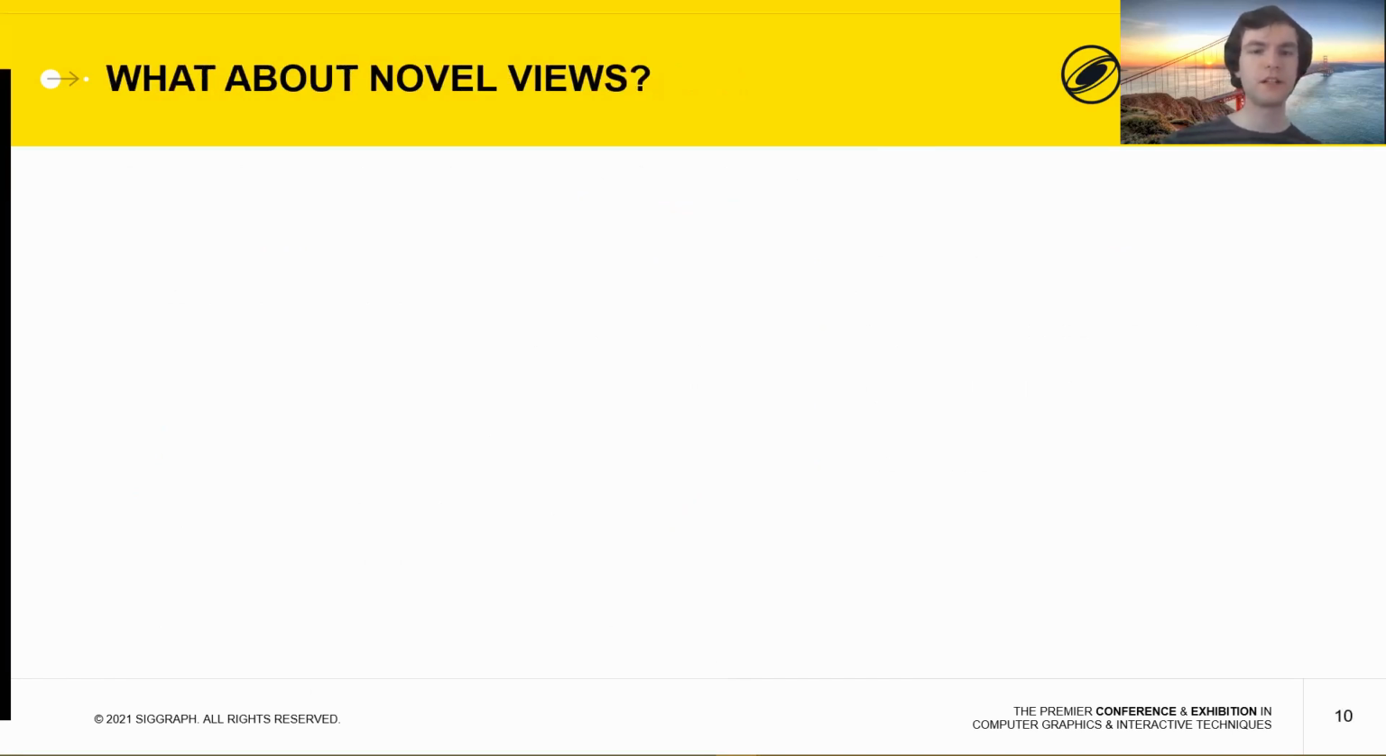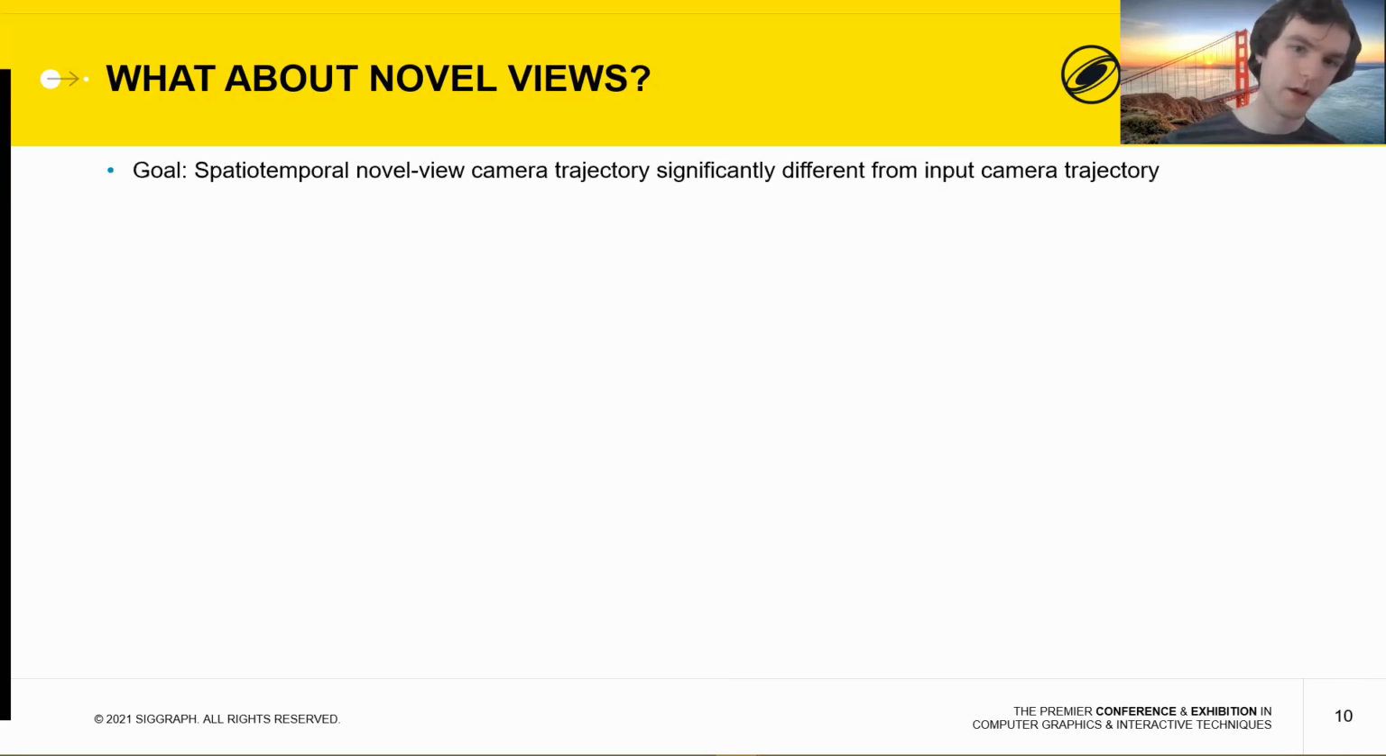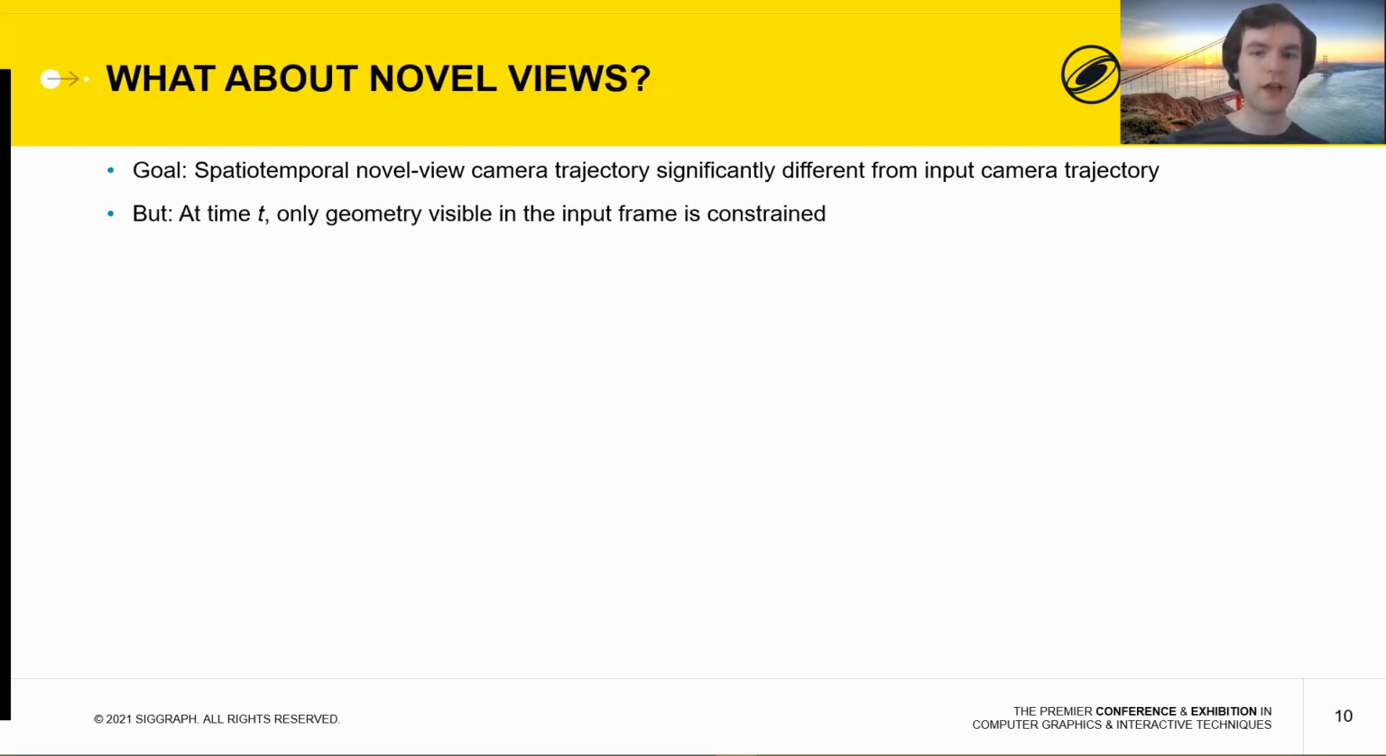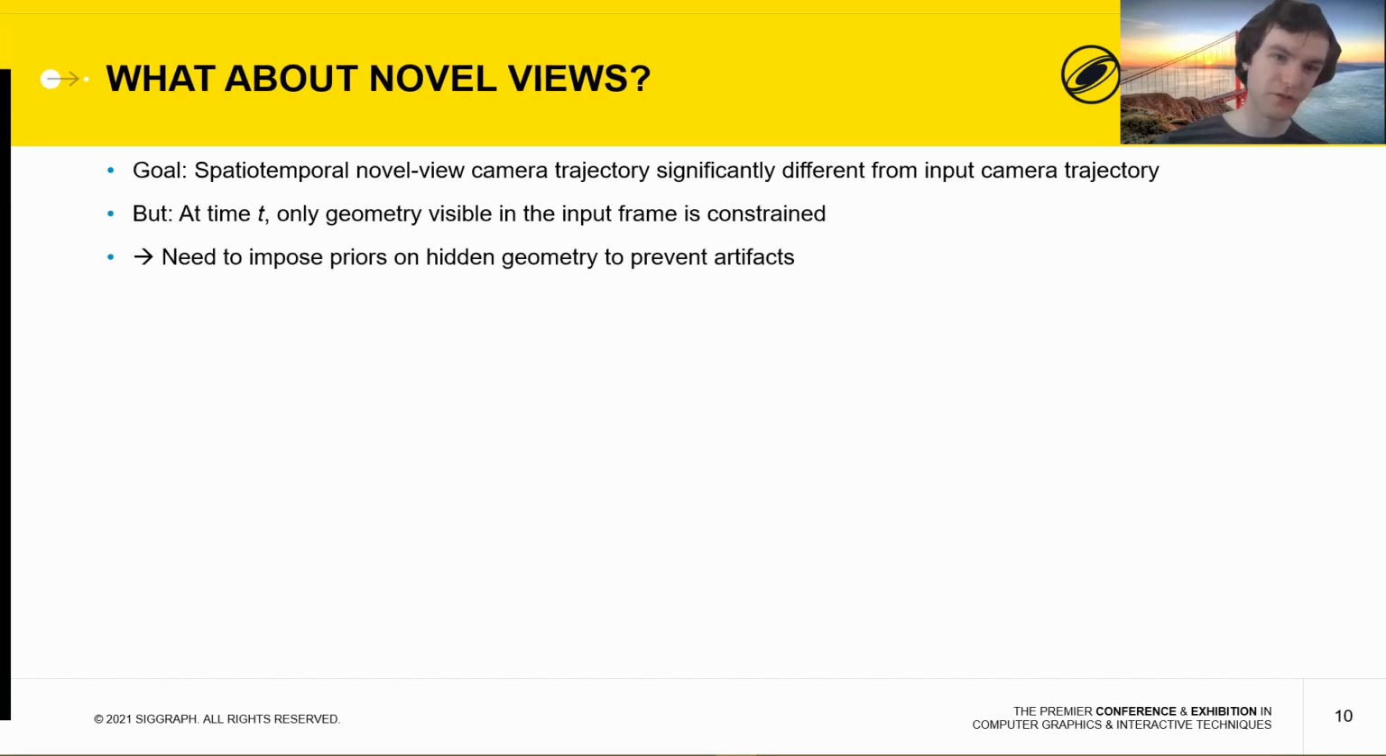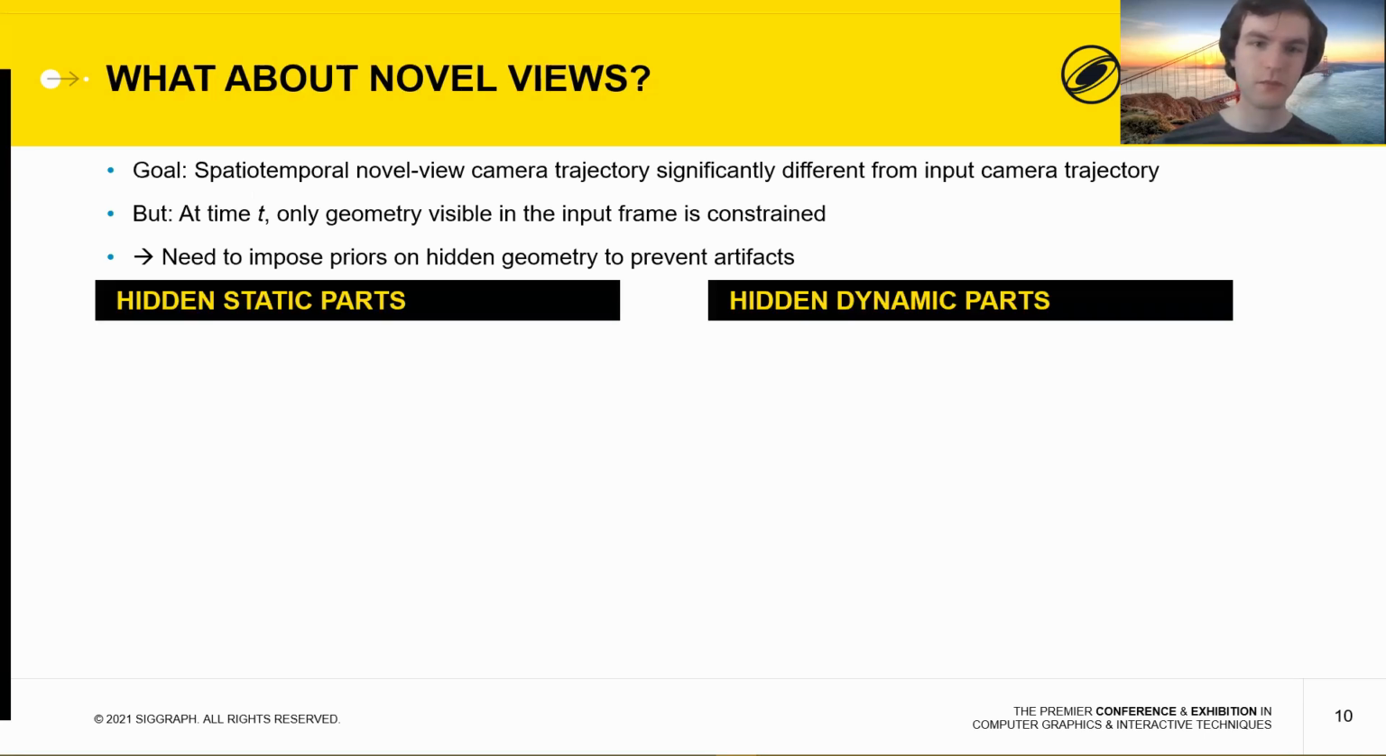So, lastly, I want to focus on novel views. The goal of our problem setting is to render novel views along a spatiotemporal camera trajectory that is significantly different from the input camera trajectory. Now, the issue is that at a certain time t, we are only given a single input view. And so only the geometry visible in that input frame is constrained by a data term. And so we need to impose priors on the hidden geometry that is not visible at that time in order to prevent artifacts from novel views.